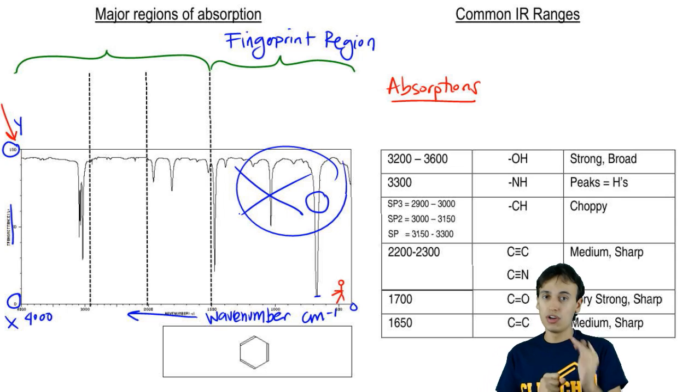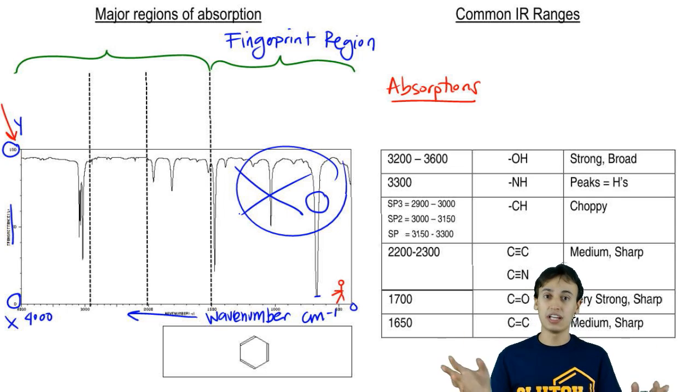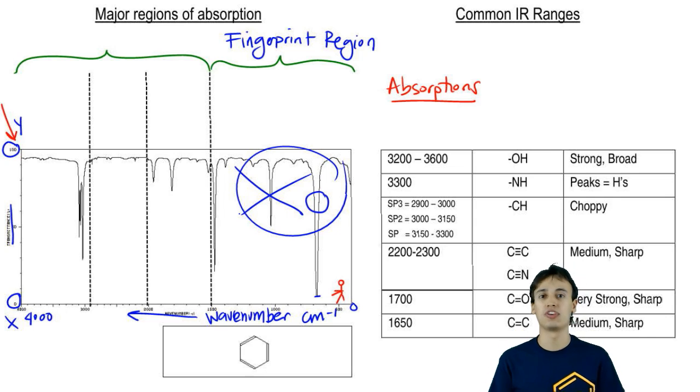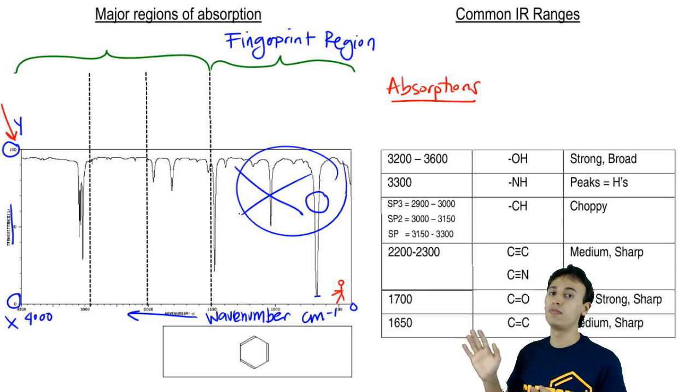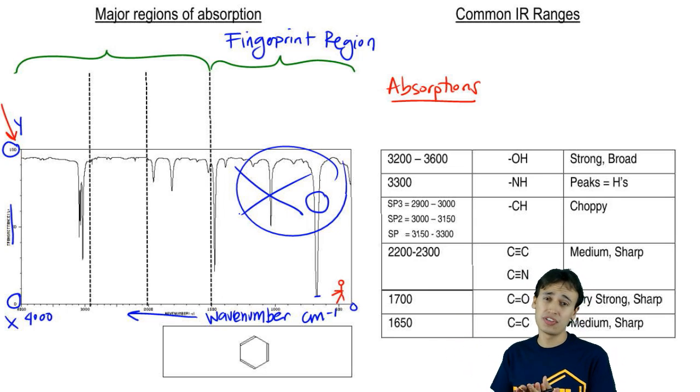Now, I just want to make a note that this is the part where professors can vary, and you may be lucky enough to have one of those professors that actually cares a little bit about the fingerprint region. So I'm going to leave that up to you as homework to ask your professor, is there anything I need to memorize about the fingerprint region? But for the purposes of Clutch Prep, we're going to focus on everything above 1500 because that's the part of the spectrum that's much more commonly tested, okay?